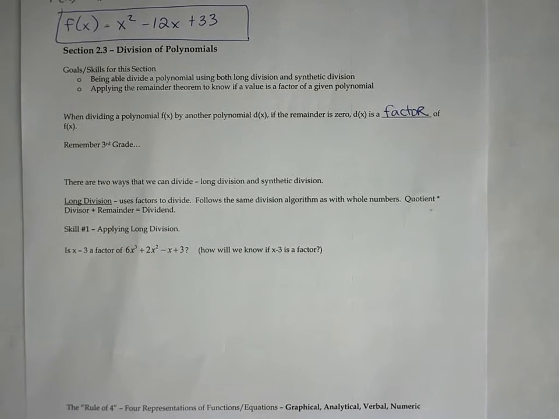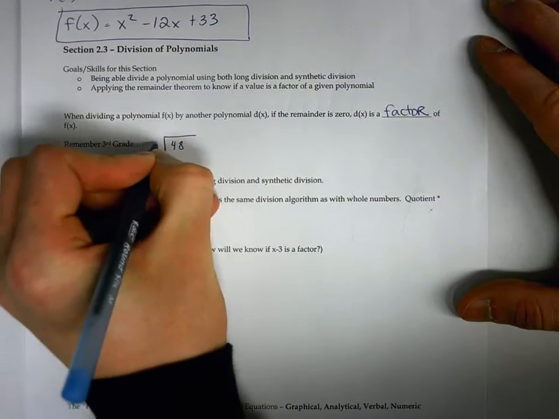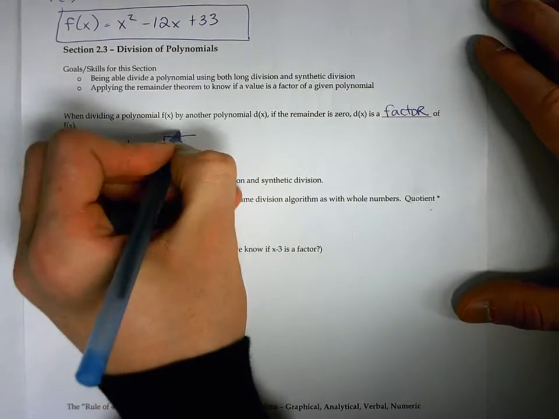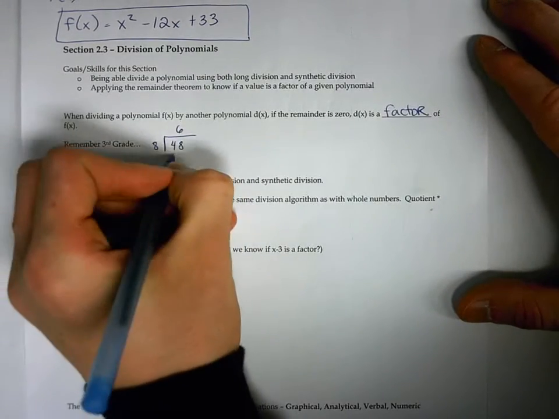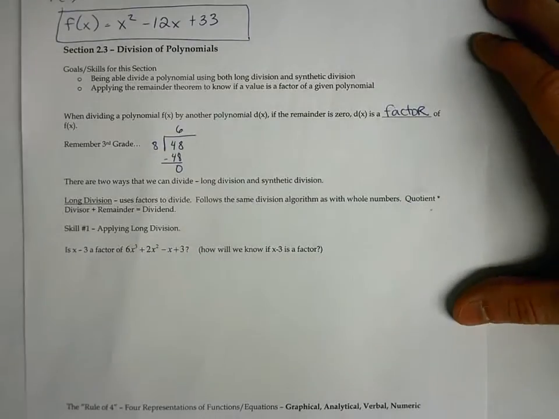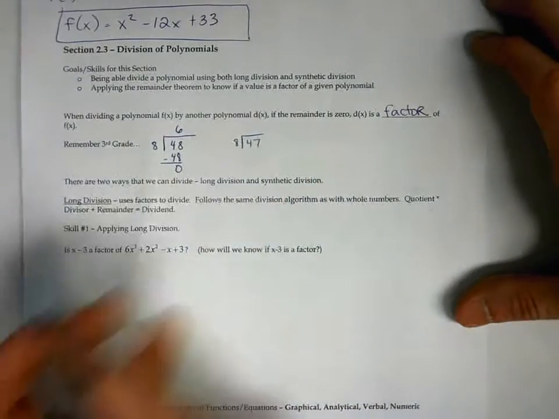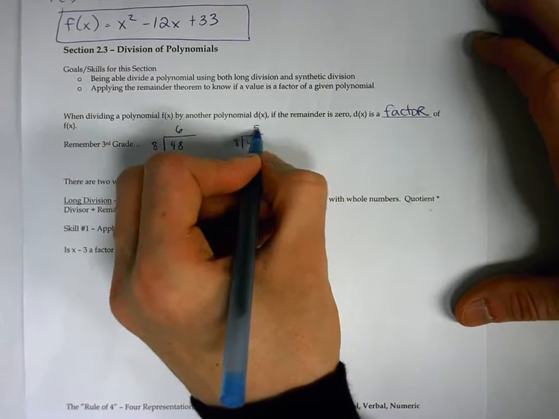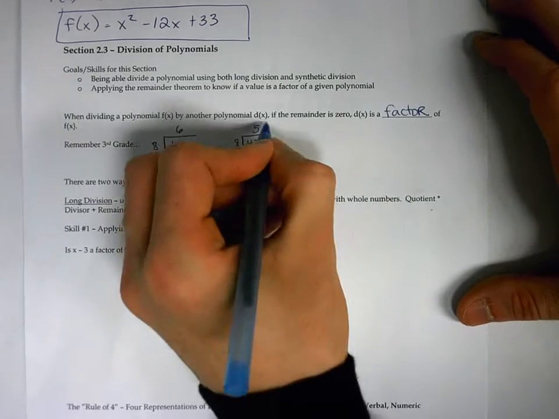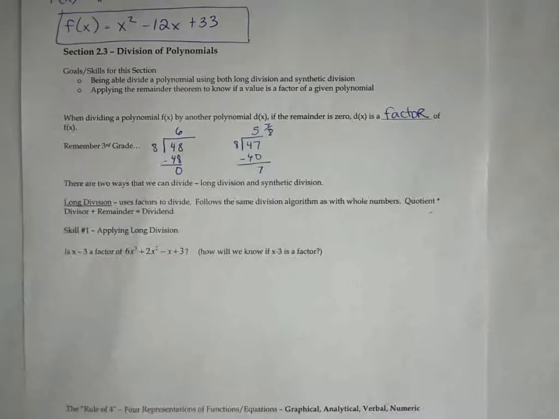So just as a reminder back from 3rd grade, if I had 48 divided by 8, what I did was I said, okay, how many times is 8 going into 48? You would say 6. 6 times 8 is 48. Subtract, and then get the remainder. So this one was 6 remainder 0. If I had 47 divided by 8, you would say, okay, how many times is 8 going into 47? That would be 5. 5 times 8 is 40. You would subtract, and you'd get 7. And you'd write that as 5 7/8, or 5 remainder 7.